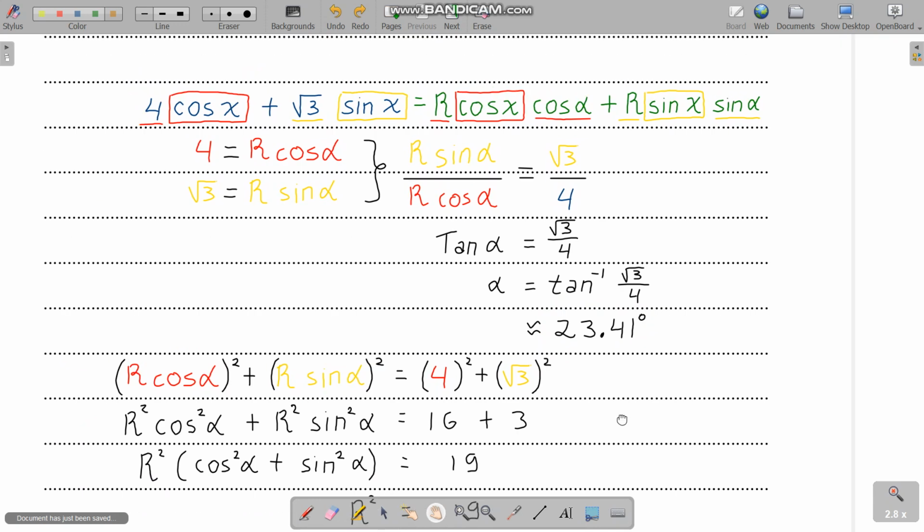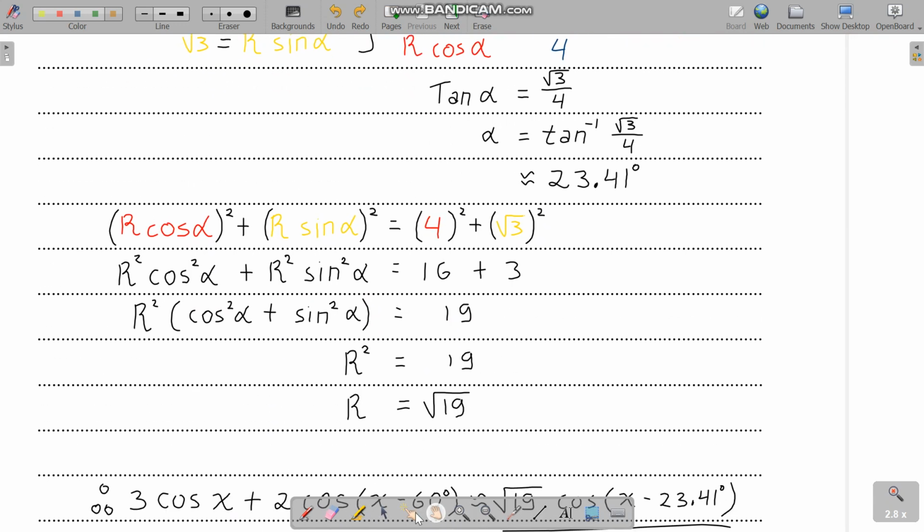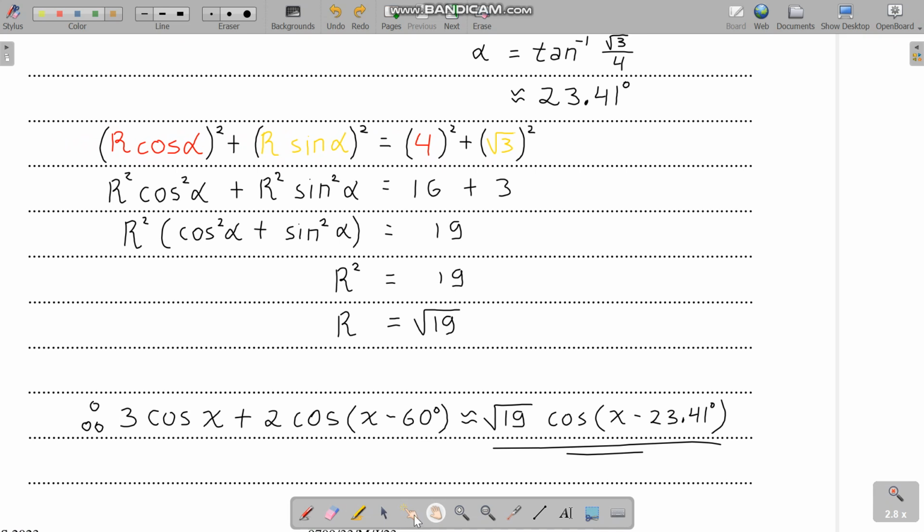Now to find r, the exact value of r, we can just square r cos alpha, which is 4, and r sine alpha, which is root 3. So we square and we add everything, because when we do that, we get r squared cos squared plus r squared sine squared. We can factorize the r squared, so cos squared plus sine squared happens to be 1 in the MF19. So of course we square the 4 and the root 3, and then we add. So r is the square root of 19. Now we have the r and the alpha.